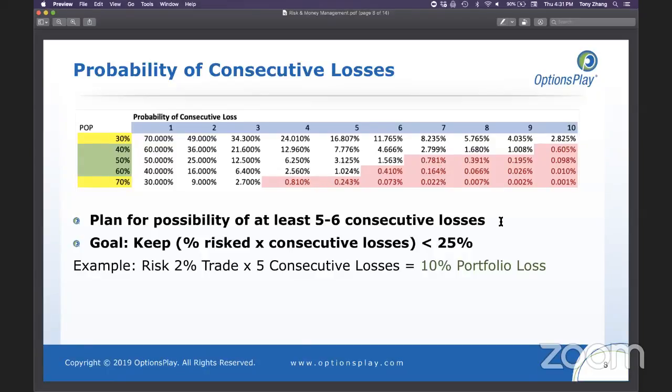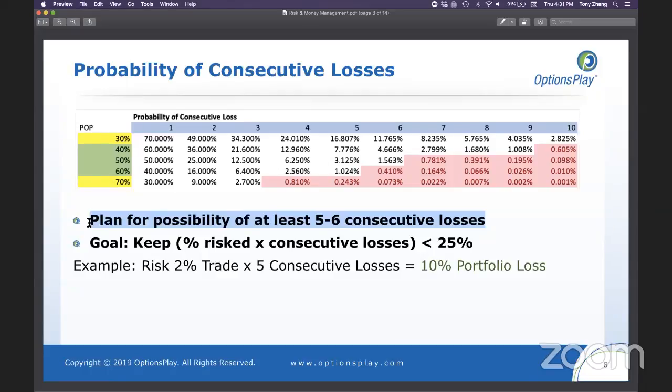So whenever we think about risking 1% of our account per trade, how many consecutive losses should we plan for in a worst case scenario? The rule of thumb based on this chart is that you should probably plan for the possibility of at least having 5 to 6 consecutive losses in a row. And that's the reality of trading. And any of you that have traded hundreds of trades will know that it's quite possible to lose 5, 6, 7 trades in a row.